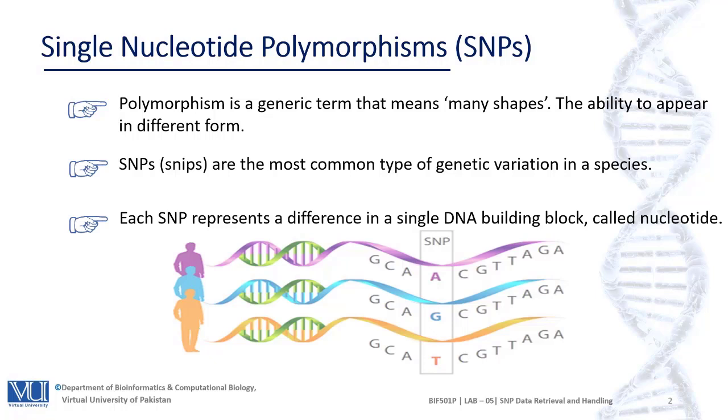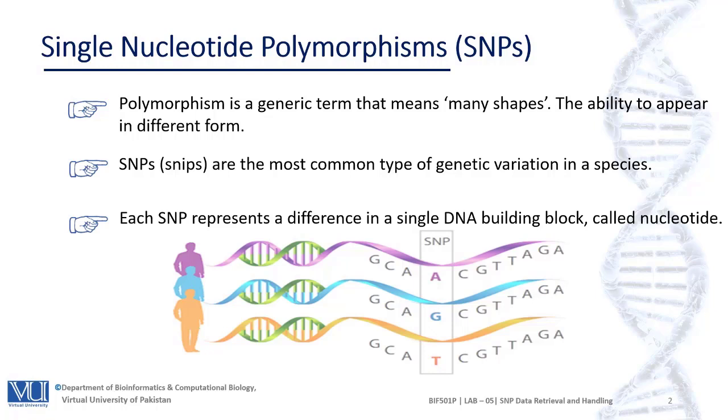Now, if we talk about the topic of our lab, single nucleotide polymorphisms. Polymorphism is a generic term that means many shapes. Single nucleotide polymorphisms, or SNPs, are the most common form of genetic variation found in individuals across populations. These variations occurring at a single nucleotide position in the DNA sequence can have significant implications for human health, disease susceptibility, drug response, and more.